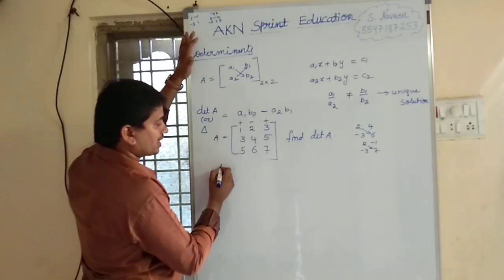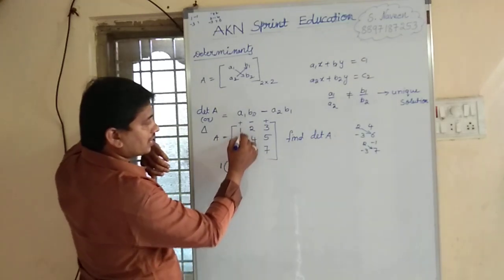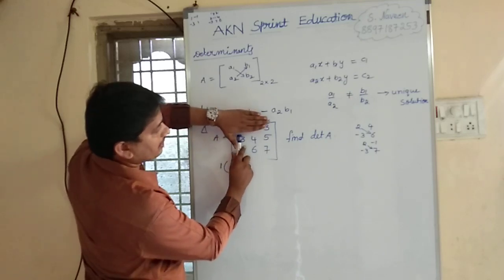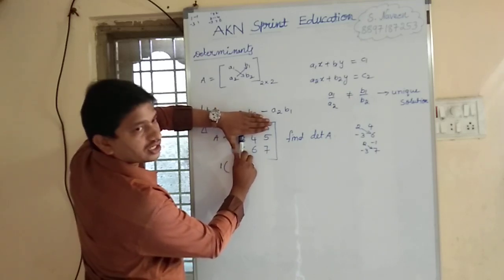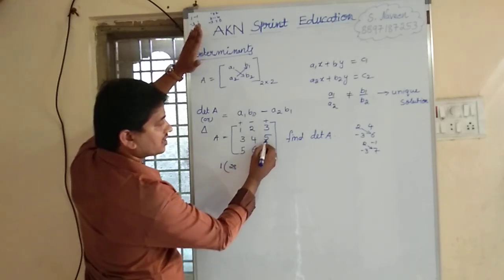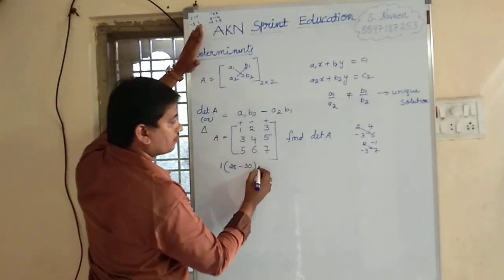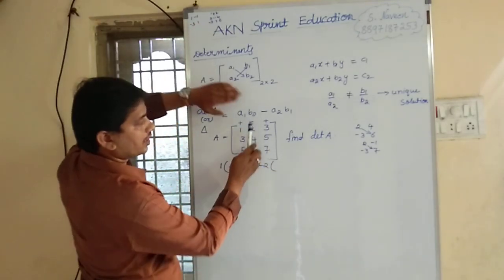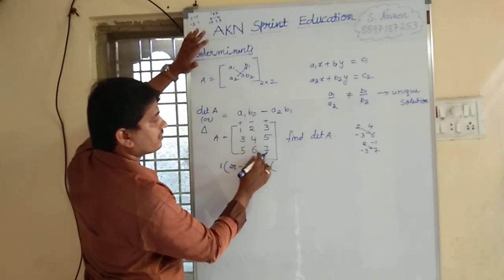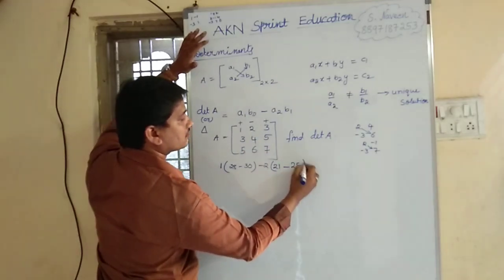So here we have plus 1. For finding 1, we need to remove that corresponding row and corresponding column. Whatever the leftover elements are, 4, 5, 6, 7, children. I mean 4 into 7, 4 7s are 28, minus 6 into 5, 6 5s are 30. Next we have minus 2, corresponding row, corresponding column. We have 3, 5, 5, 7. 3 7s are 21, minus 5 5s are 25.